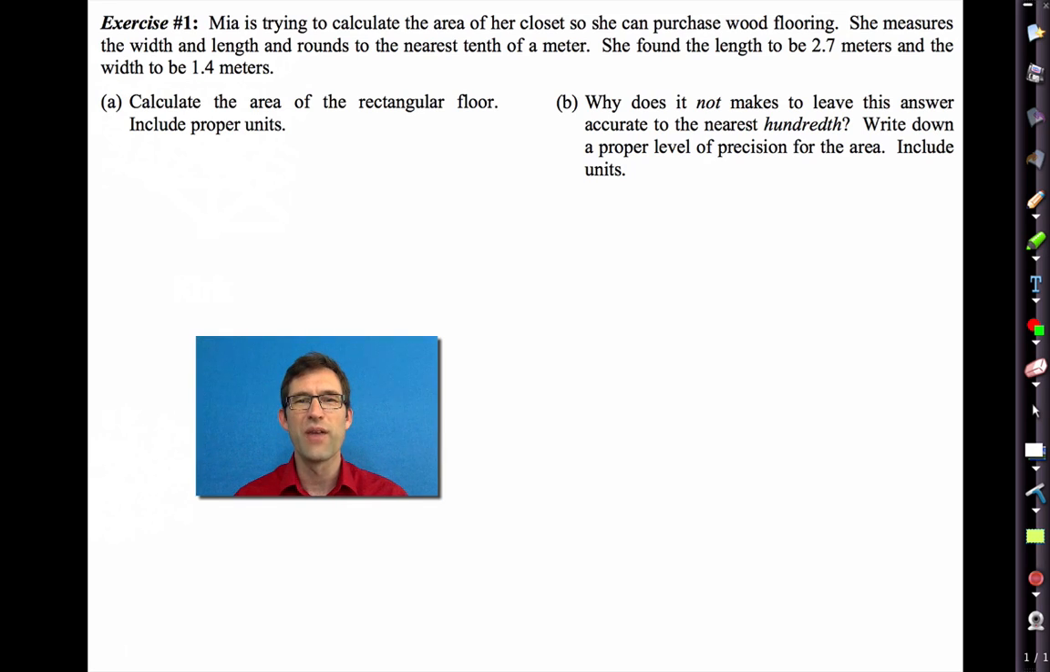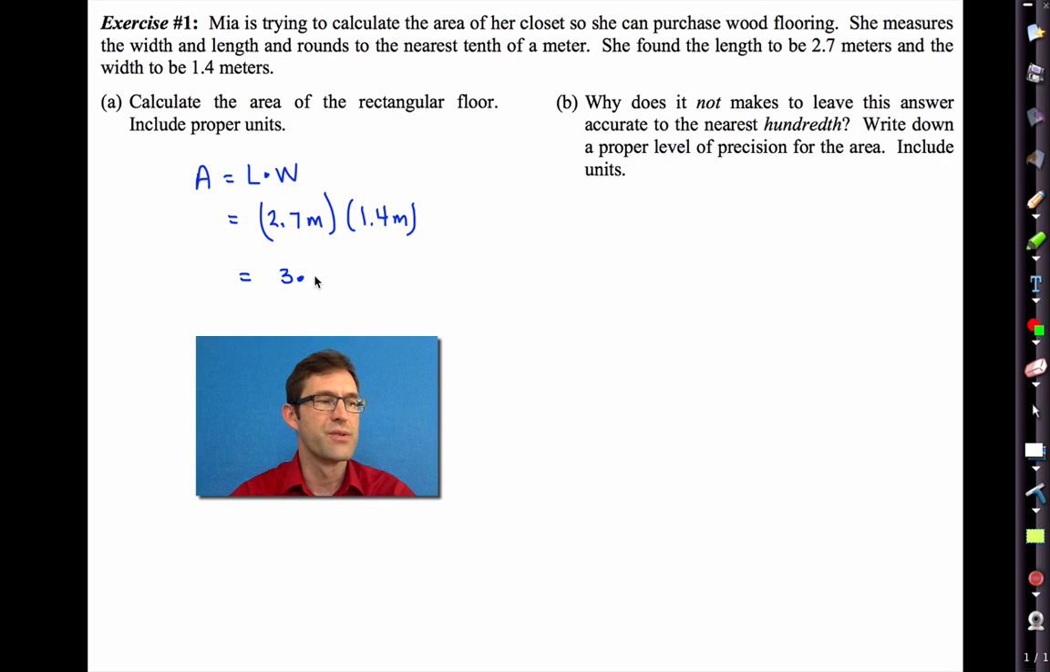Pause the video right now and do that quickly, okay? All right. Well, we may need a calculator for this, but we certainly should know how to calculate the area of a rectangle. Length times width. So we've got our 2.7 meters. We've got our 1.4 meters. Multiply them together, probably use our calculator unless we really love multiplication of decimals, and we get 3.78 square meters. All right. Letter B gets at the essence of this. So let's take a look.